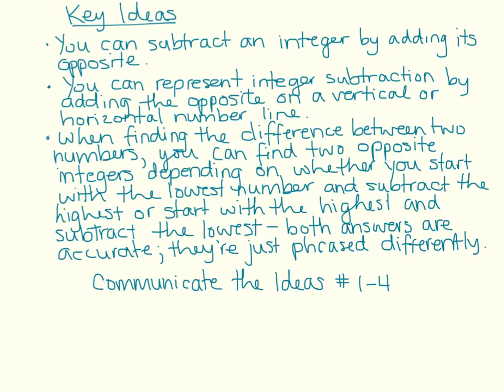When you're finding the difference between 2 numbers, you can actually find 2 opposite integers, depending on whether you start with the lowest number and look up, subtracting the highest, or start with the highest number and look down, subtracting the lowest. Both answers are accurate, but they're phrased differently. If you're starting with the highest number, you're saying that the other number is this much lower than it. If you're starting at the bottom number, then the other number is this much higher than the first number.